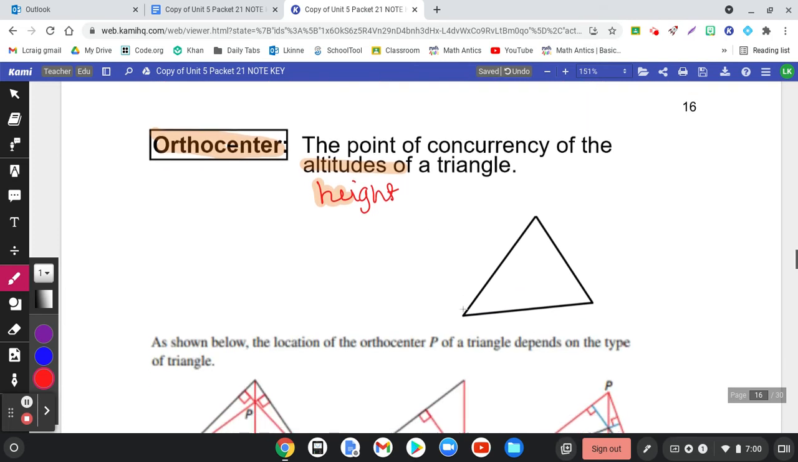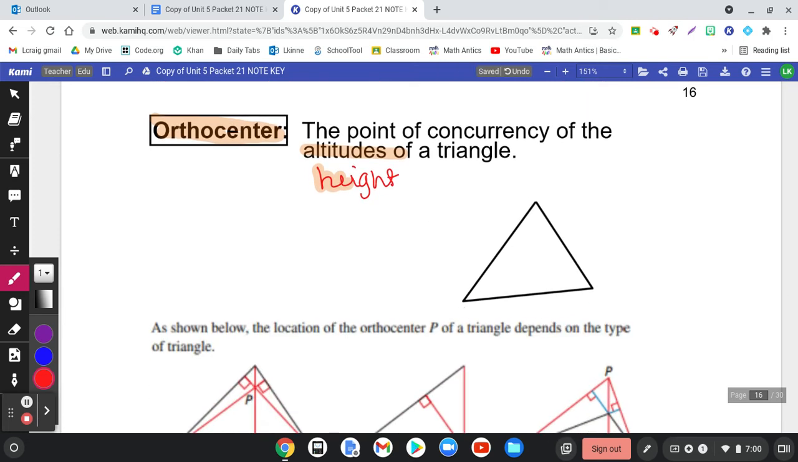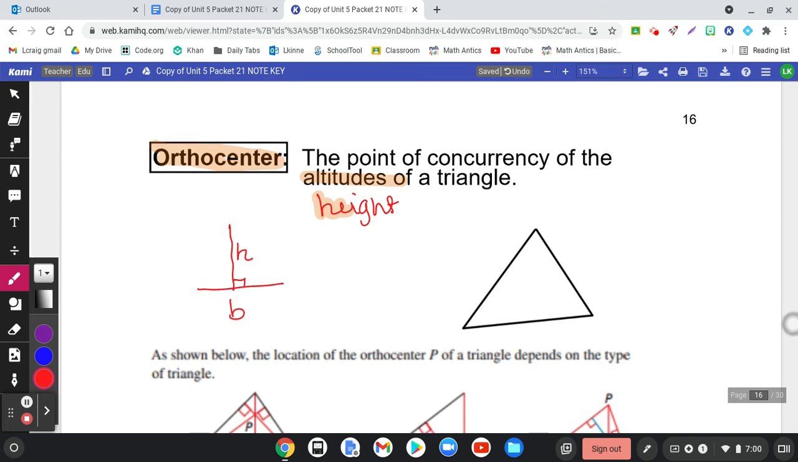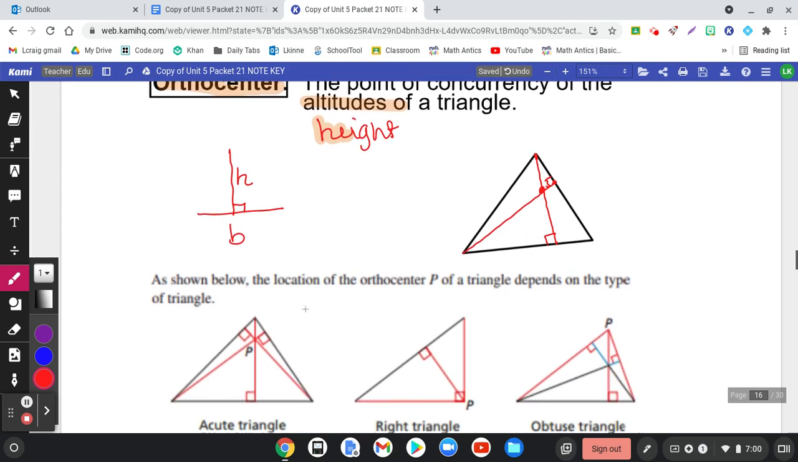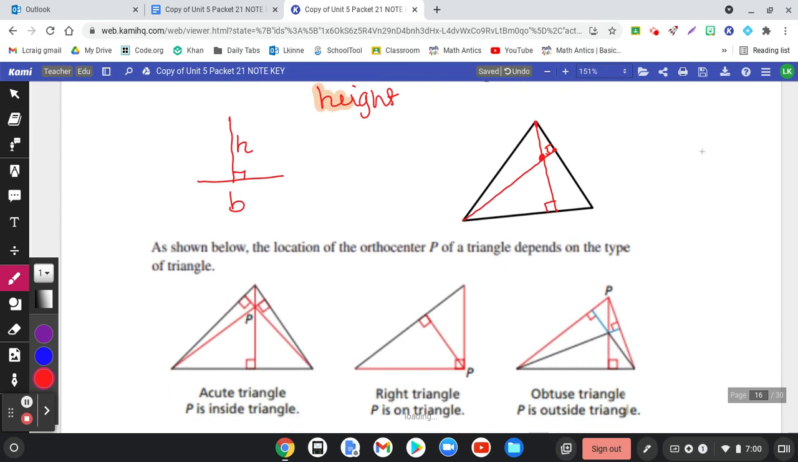So basically, remember, the base and height of a triangle have to form a 90-degree angle. If I start here, I want to go straight at this side so it forms a 90-degree angle. If I started here, I'd want to go straight at this side to form a 90-degree angle. The point where they intersect is called your orthocenter. This is the one you're typically going to see right here.